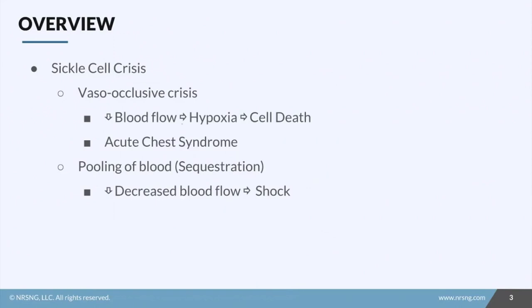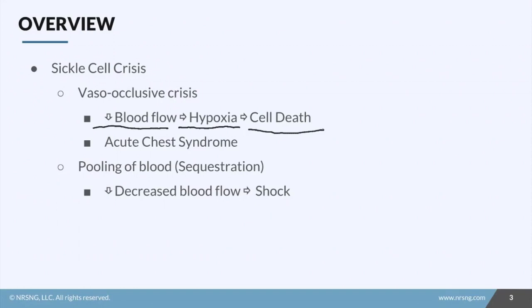So let's take a second to look at a few of those. The first kind of crisis is a vaso-occlusive crisis. We already talked about it on the previous slide, and you saw a photo of it. It's when the sickled cells get stuck in the small vessels. This decreases blood flow to that area of the body, which results in hypoxia, which can eventually result in cellular death if we don't do something about it.